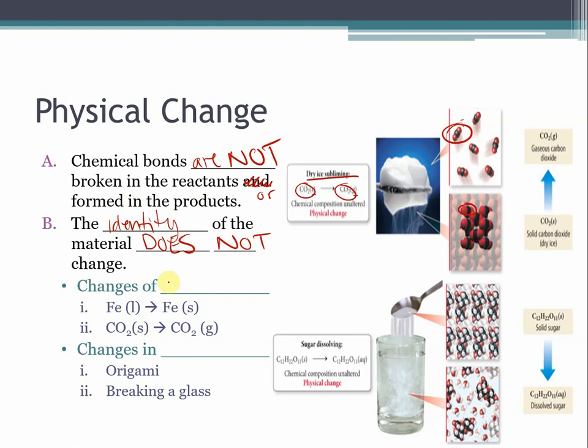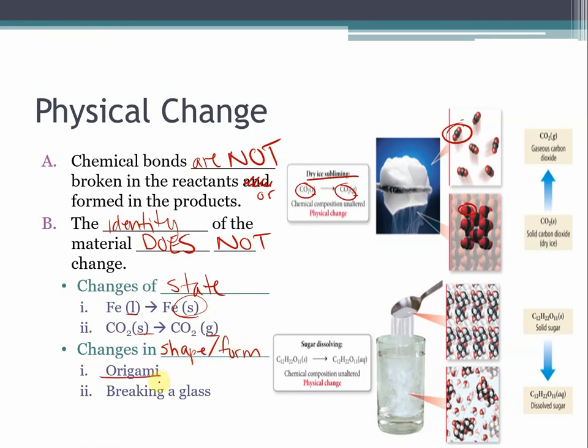So this includes changes of state, like our dry ice subliming, or if you took some molten iron and you formed it into a broadsword or something and then let it solidify into the shape of that broadsword, that would just be a change of state. It's still iron, it's just a different phase now. Or changes in shape or form.